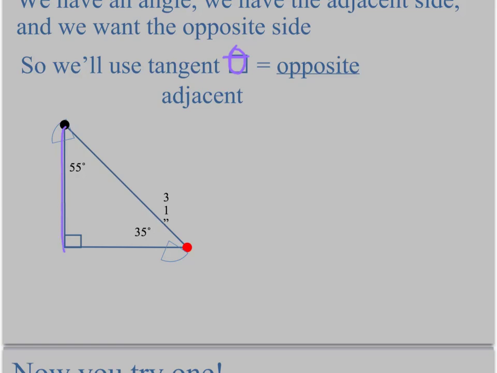So you already know this distance is 31 inches. I don't know why it printed over here. 31 inches. And what you're looking for is this distance, and you have this angle.